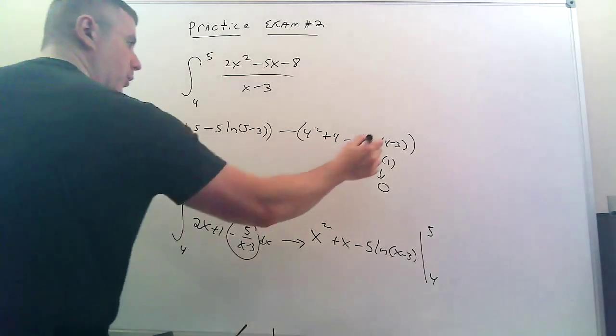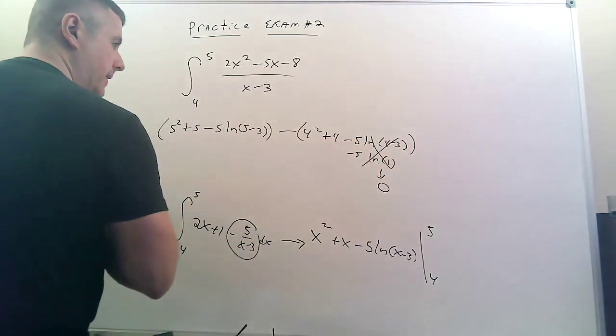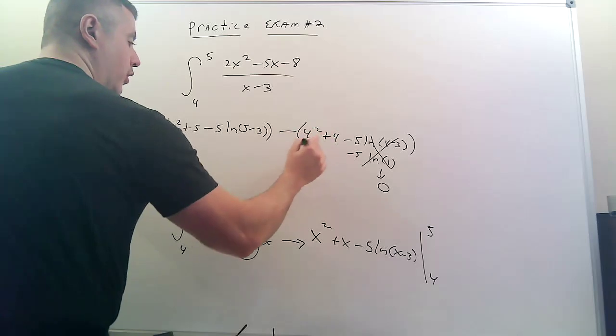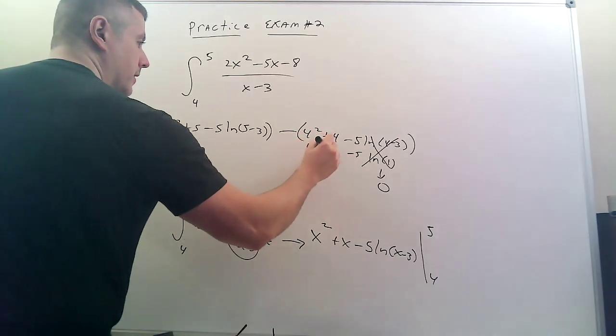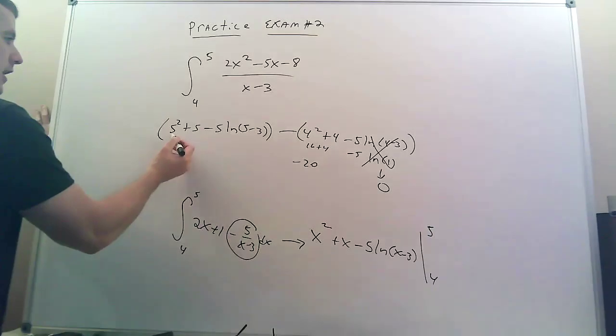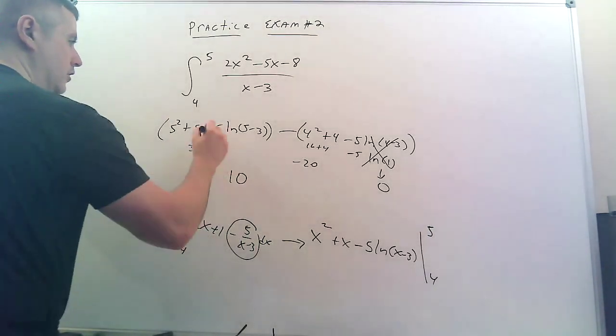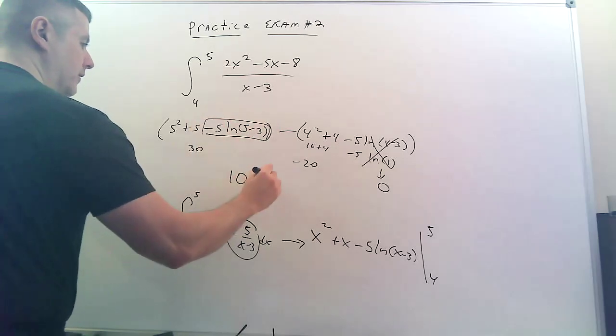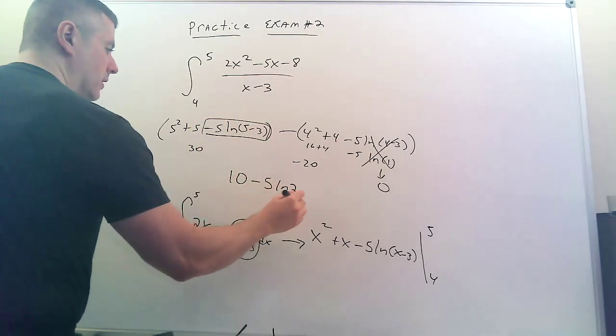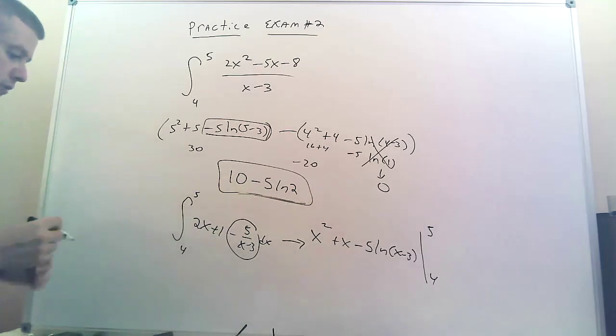So that whole thing goes away. That's why it's there. That's why I picked that number. So here you get 16 and 4, which is 20, right? And you would do -20. Here you get 25 plus 5, which is 30. So you can do 30 minus 20, which is 10, and then you're stuck with this. You can't do anything with this. You just have to put -5 ln 2. And that would be it. Don't do anything silly like do 10 minus 5.